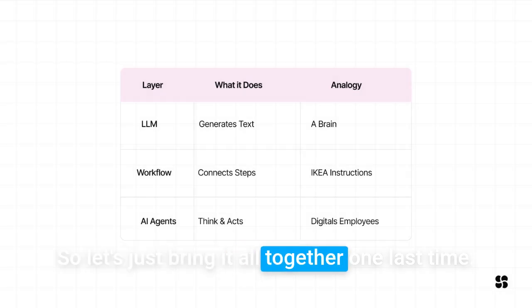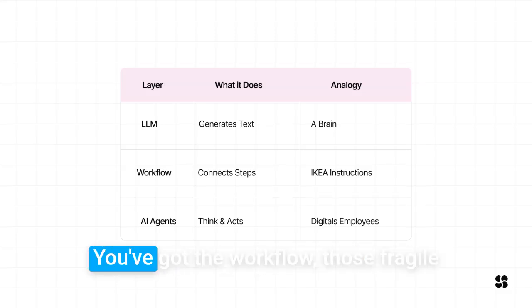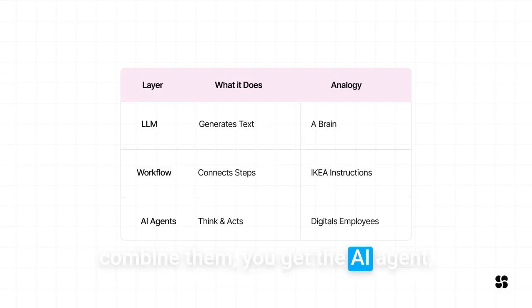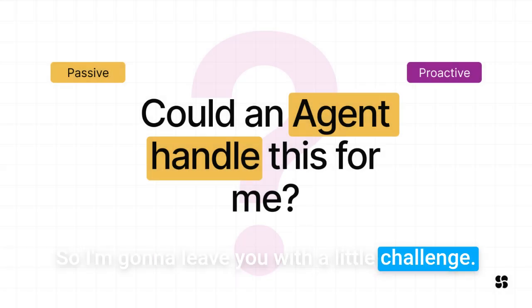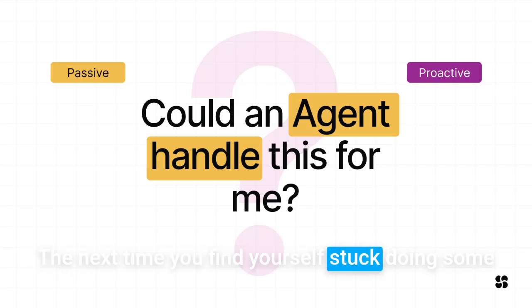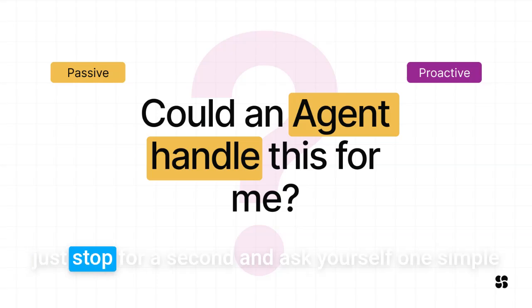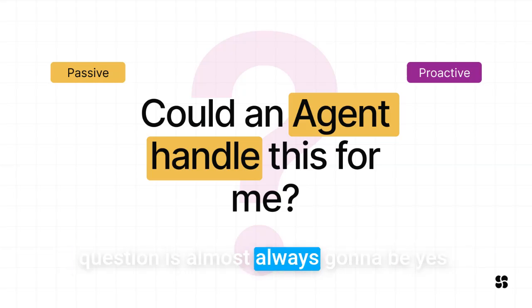So let's just bring it all together one last time. You've got the LLM, which is the brain that just generates text. You've got the workflow, those fragile IKEA instructions. But when you combine them, you get the AI agent, your thinking, acting digital employee. That's the incredible leap we've just made. So I'm going to leave you with a little challenge. The next time you find yourself stuck doing some repetitive, tedious task that you absolutely hate, just stop for a second and ask yourself one simple question. Could an agent handle this for me? Because from now on, the answer to that question is almost always going to be yes.